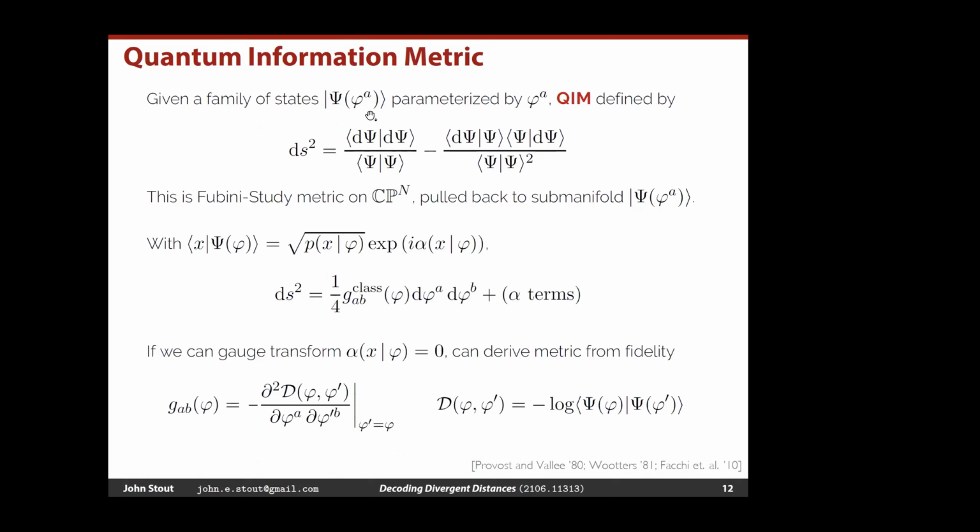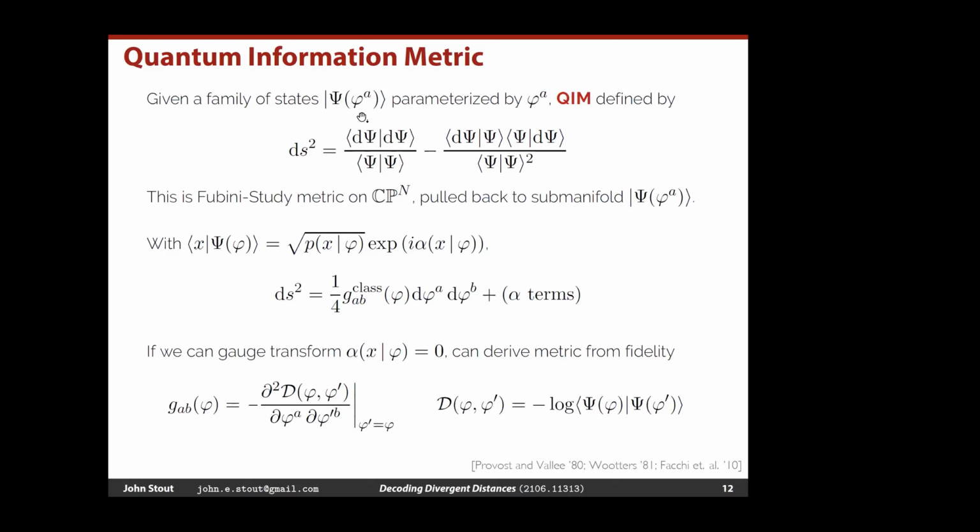So the quantum information metric is defined on an arbitrary continuous family of states in a Hilbert space. And it's literally the Fubini-Study metric on the ambient CP^N, and I pull that back to the submanifold of states.